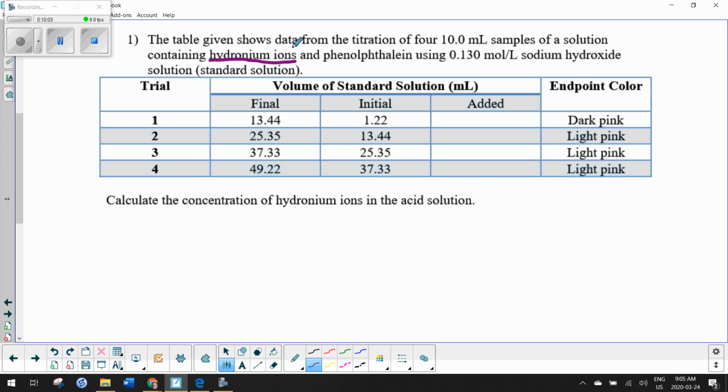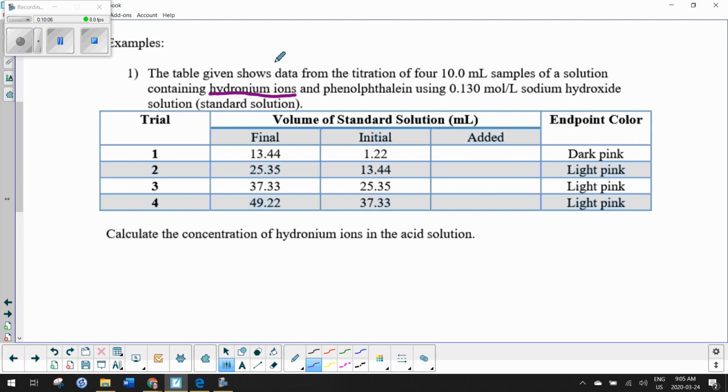So hydronium, if you remember from one of the previous lessons, is H3O+. Phenolphthalein is an indicator, so that's the substance we're using to determine whether or not endpoint has been reached. And then we have 0.130 mole per liter of sodium hydroxide. So sodium hydroxide, anything with hydroxide is telling you that you have the OH minus 1, okay? And that is my standard solution.